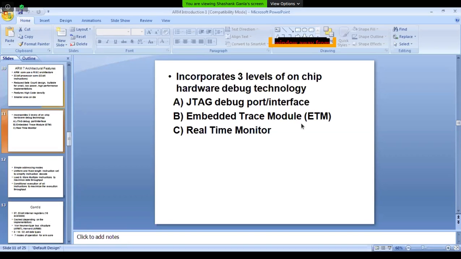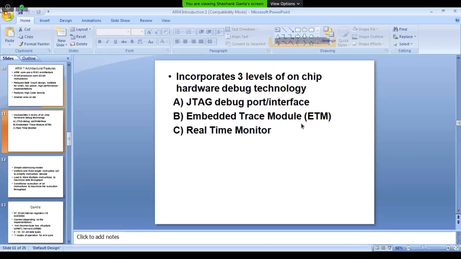This feature is supported in what we call the ARM JTAG, Joint Test Action Group support, which is actually a serial communication protocol used for debugging. So any ARM architecture definitely supports JTAG.